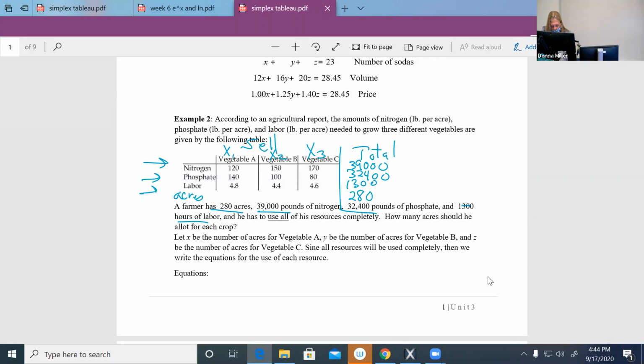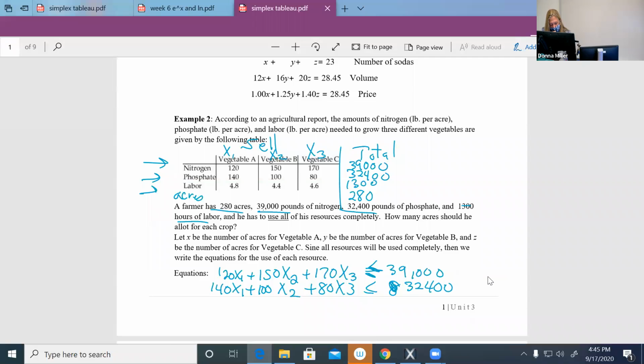So I would say for the first equation, 120x1 plus 150x2 plus 170x3 is 39,000. Oh, no, it's less than or equal. Now we're writing the constraints, right? So now we're just going to say less than or equal. 140x1 plus 100x2 plus 80x3 is less than or equal to 32.4, sorry. Is that right? Yeah. All right, then labor.